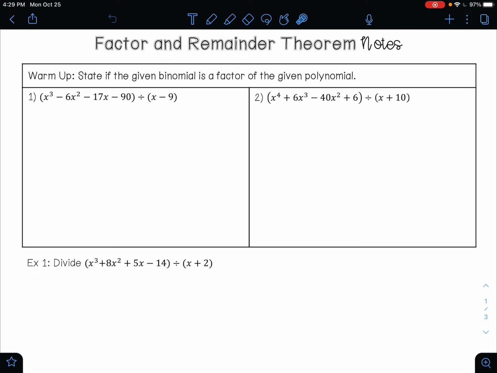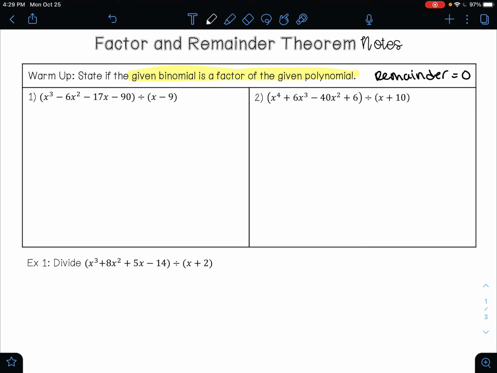It says, state if the given binomial is a factor of the given polynomial. To do this, I am going to use synthetic division, and we want our remainder to equal 0. If the remainder equals 0, then it is a factor because it goes in evenly. And if our remainder is anything but 0, then it's not a factor because it doesn't go in evenly.